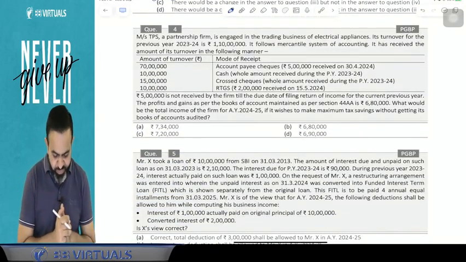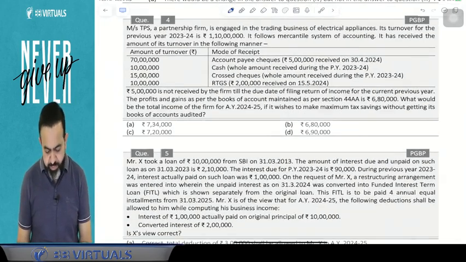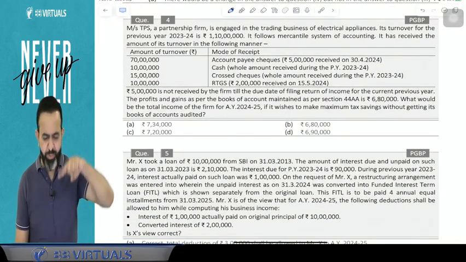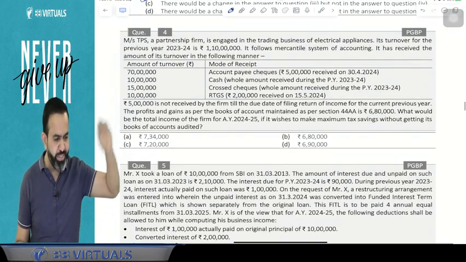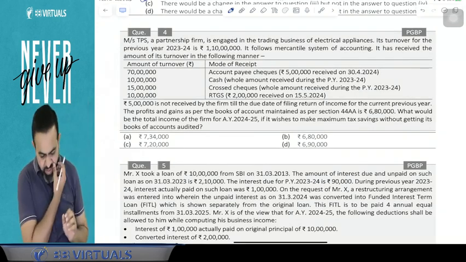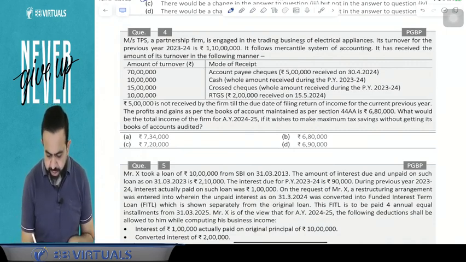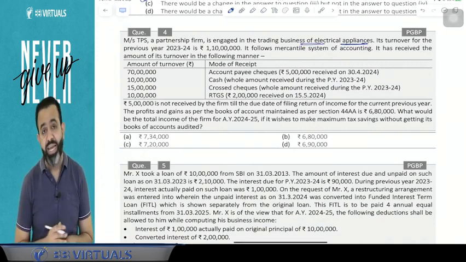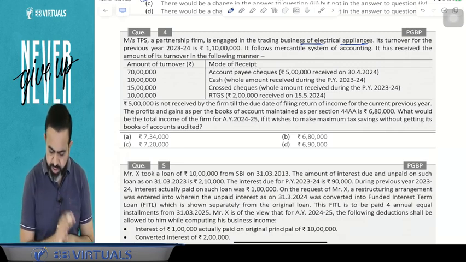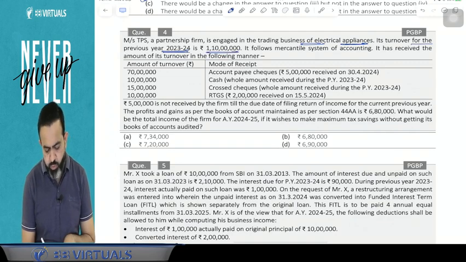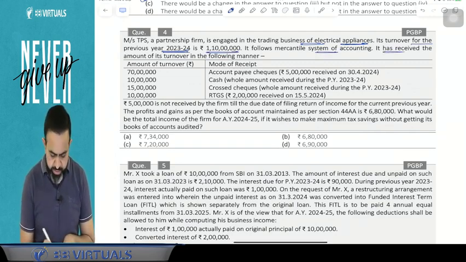Now the fourth MCQ. TPS, a partnership firm. This is a simple question, because if you did question number 3 very carefully, then question number 4 is complementary. Question number 4 says that TPS, a partnership firm, is engaged in the trading business of electronic appliances, and its turnover for the previous year 23-24 is 1 crore 10 lakh. It follows the mercantile system of accounting. It has received the amount of its turnover in the following manner.